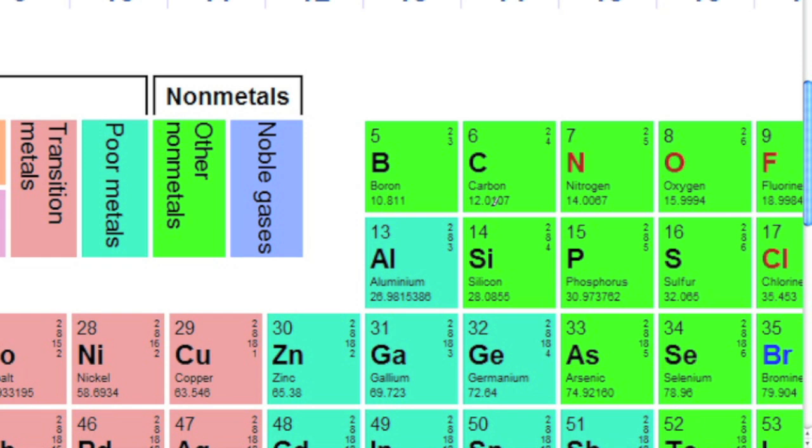So to figure out the number of neutrons, you would simply subtract the atomic number, because this is the number of protons. So 12 minus 6 is 6, so there are around 6 neutrons in an atom of carbon.